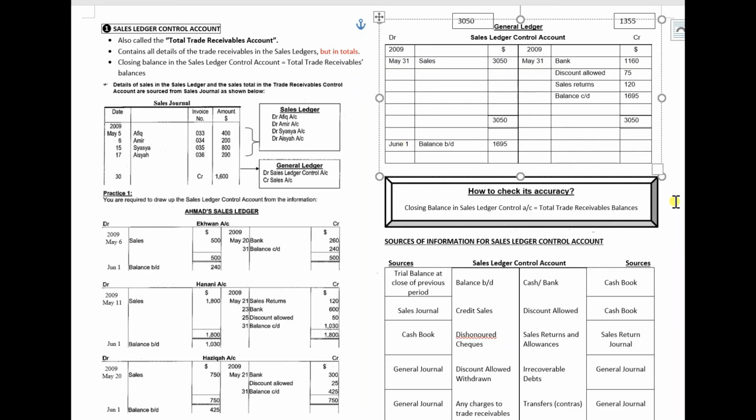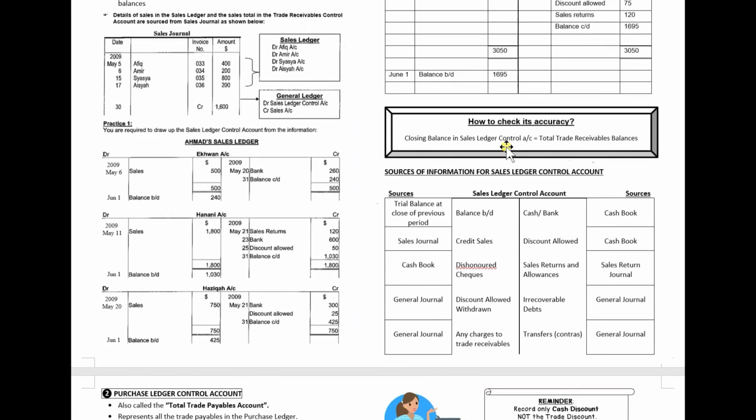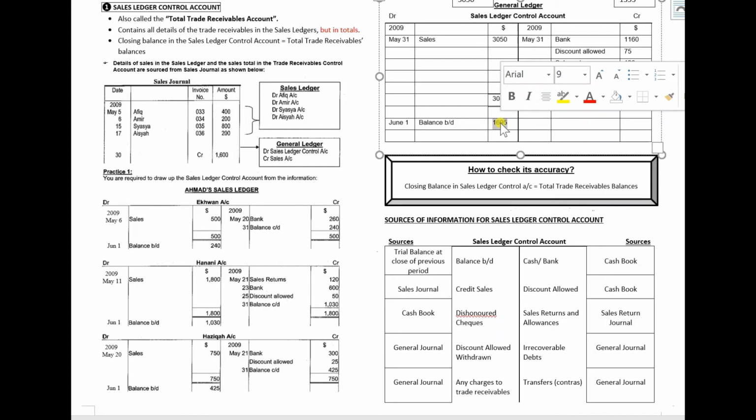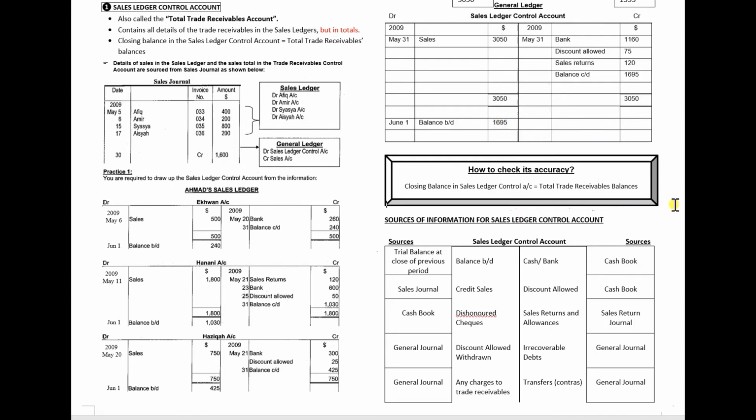Okay, so that's how you close the account, and you can interpret this as having a debit balance of 1695. 3050 debit minus 1355 credit, so you still have a debit balance of 1695. So how to check the accuracy? The closing balance in the sales ledger control account will be the same as all these. This one and this one add up. You can add it up and give it a try and see if it's equal to 1695.